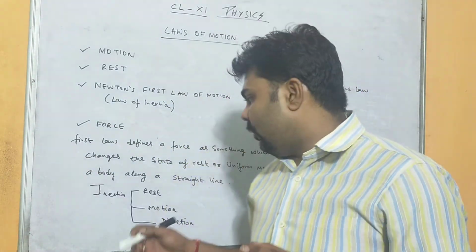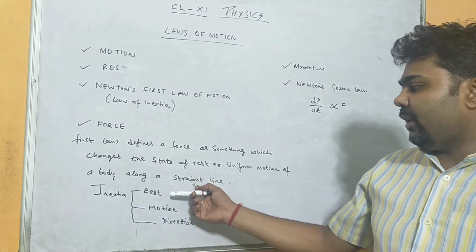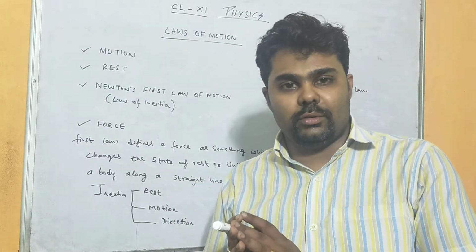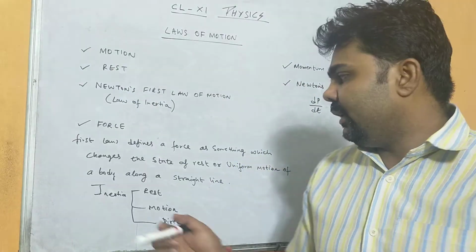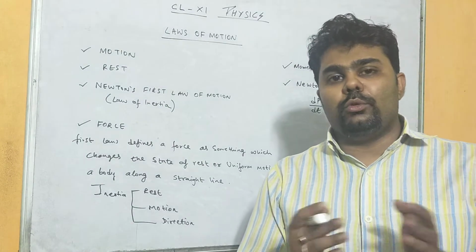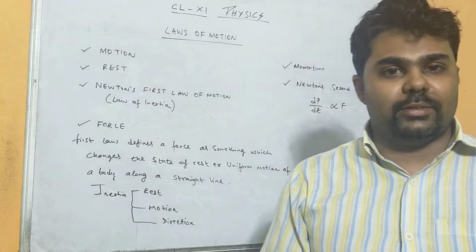So inertia can be of inertia of rest. How can you define inertia of rest? It is an inability of a body to change its state of rest by itself, which is called inertia of rest. Inertia of motion is an inability of a body to change its state of motion by itself.